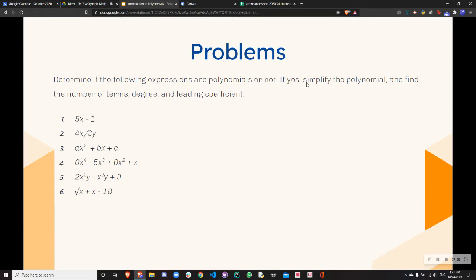And so when I say simplify the polynomial, I mean get rid of any zeros. Anything with 0 does not count as a term. And also you can add or subtract any variables that have the same exponent or same degree. So that's what I mean by simplify.